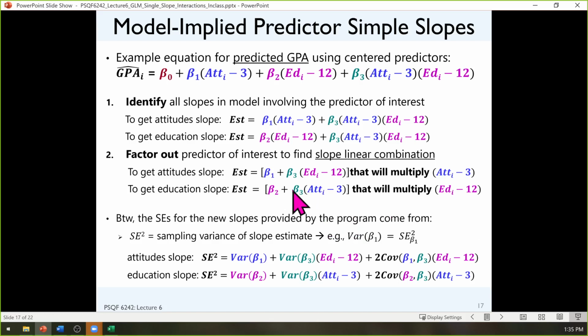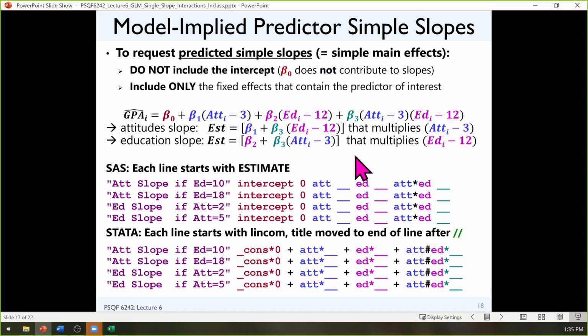Okay. Jerome wants to play. We'll play a little bit. We'll call it good. So I have the equation repeated here. So the attitude slope then is this combination right here that will multiply attitudes that's been factored out. No guarantee on passing this level.